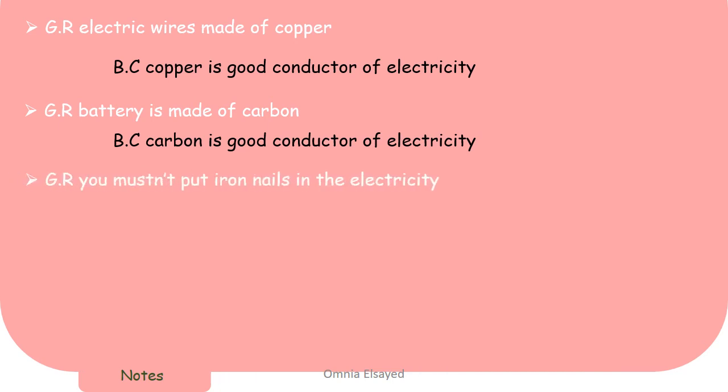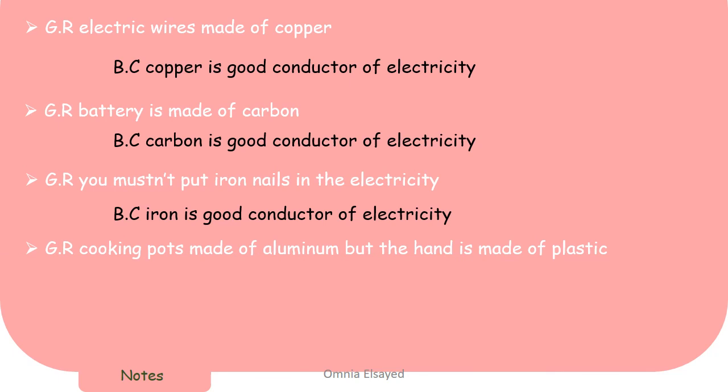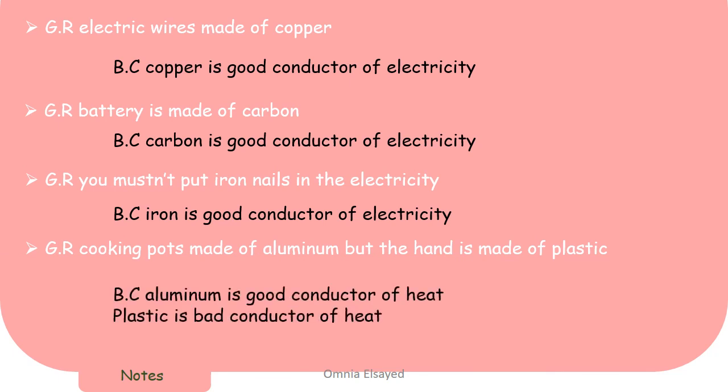You mustn't put iron nails in the electricity because iron is a good conductor of electricity. Cooking pots are made of aluminium, but the handle is made of plastic, because aluminium is a good conductor of heat, but plastic is a bad conductor of heat.